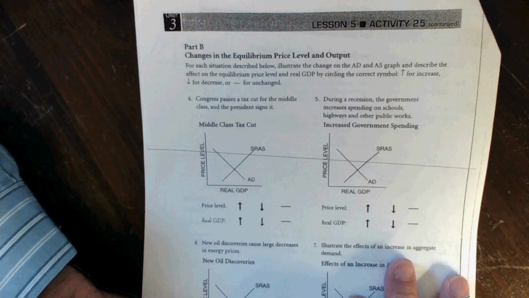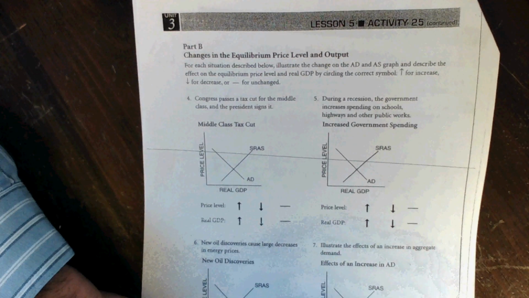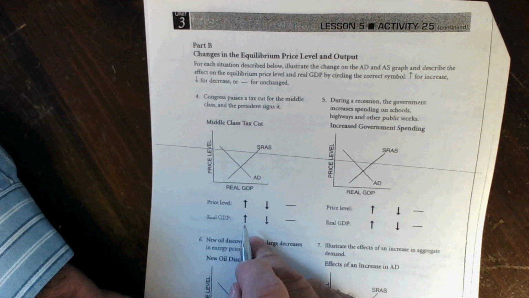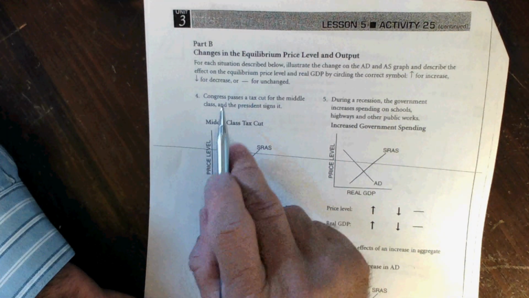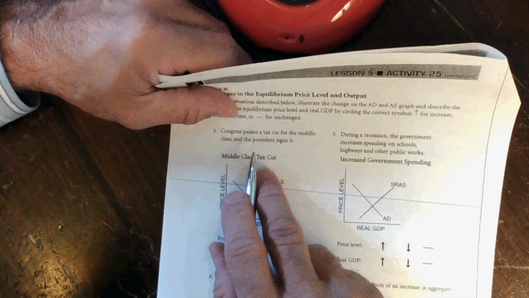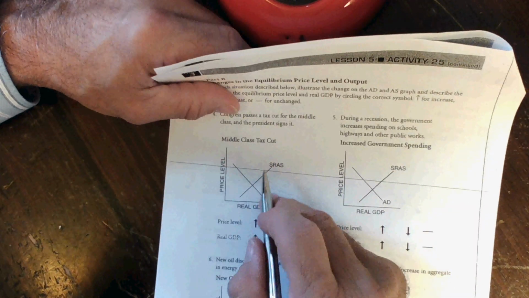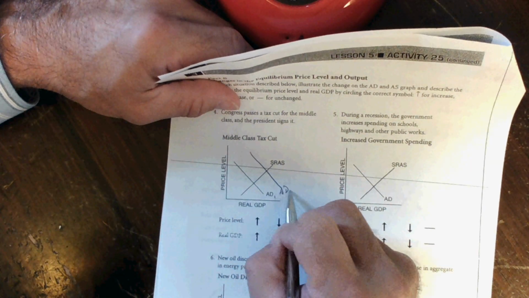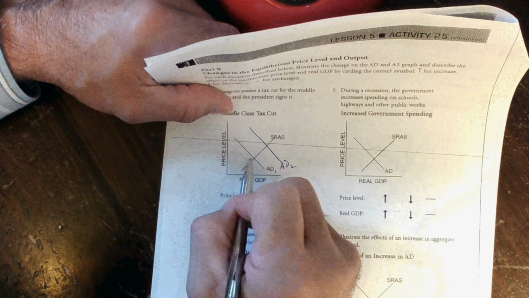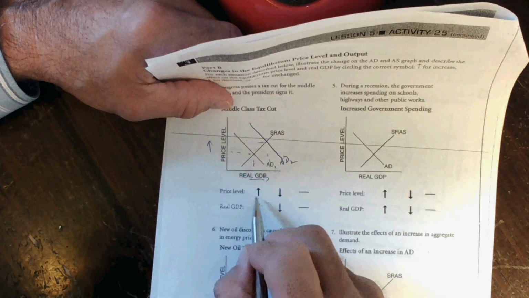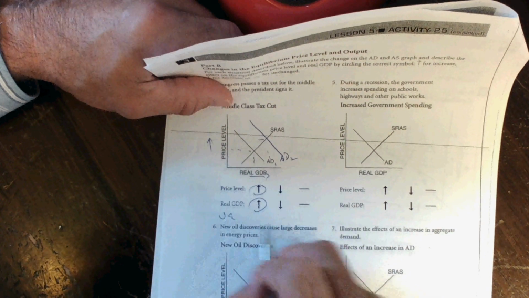Here are some examples of shifters for aggregate supply and aggregate demand. We want to describe what's happening to the price level and output. Congress passes a tax cut for the middle class. This is consumption, wealth, indebtedness, taxes, expectations. That's going to be an increase in aggregate demand from AD1 to AD2. Price level is going to increase, and output is going to increase. Unemployment will fall.